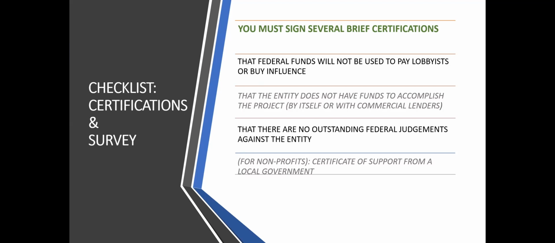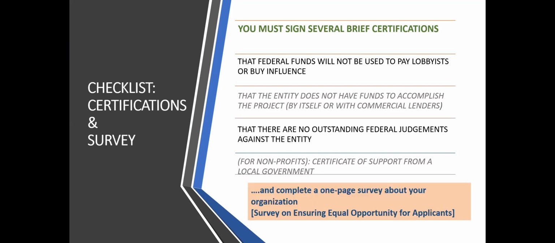And then lastly, if you are a nonprofit, you have to provide a certificate of support from a local government. So your local government has to have approved whatever it is that you're going to do. And after you've done those things, there is a 1-page survey to complete about your organization. That survey is called the Survey on Ensuring Equal Opportunity for Applicants. And again, it's a very brief survey that doesn't take very long to complete.